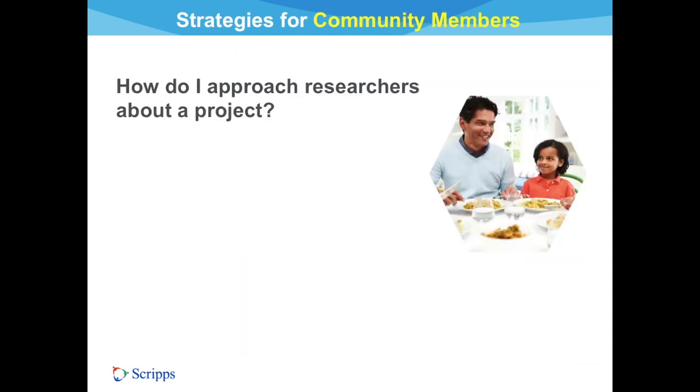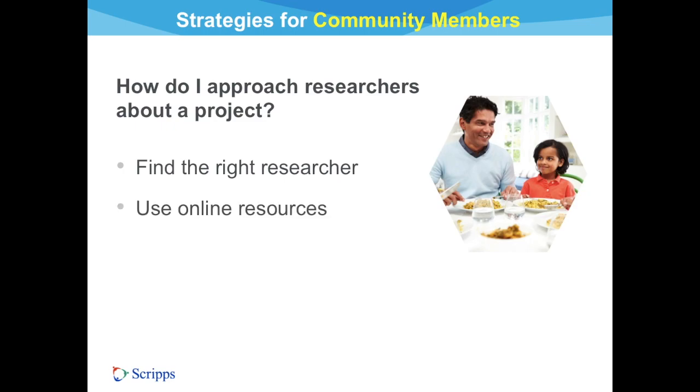Community members interested in approaching researchers about a project should find the right researcher. This is more than just identifying an expert on the community need you have identified. You should identify a researcher who can work with you, your community, and the specific questions you want to address. Use online resources. Research institute or university websites can be a good first step as they often provide search options by research interest or expertise.